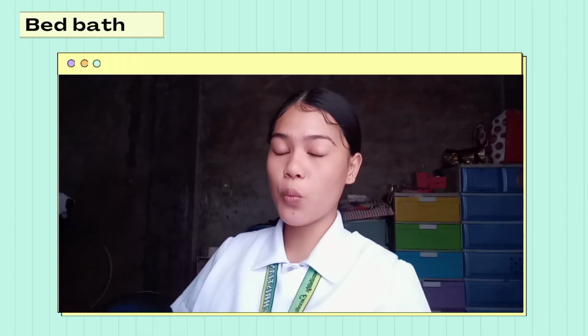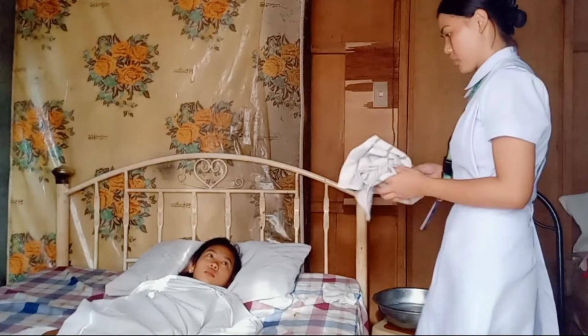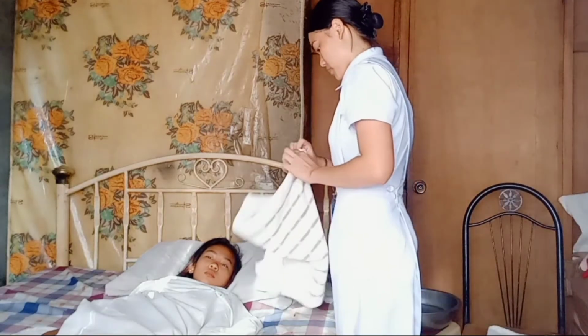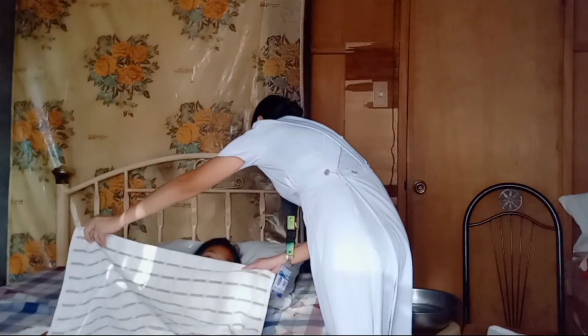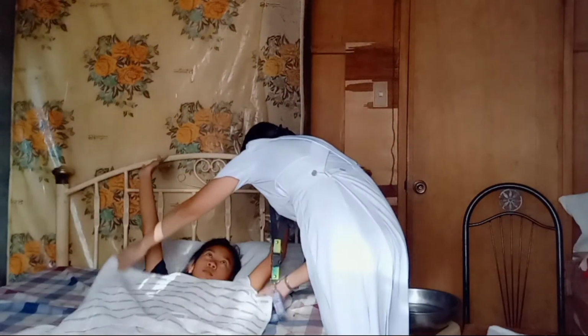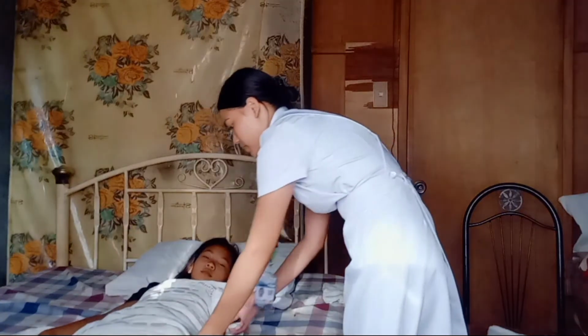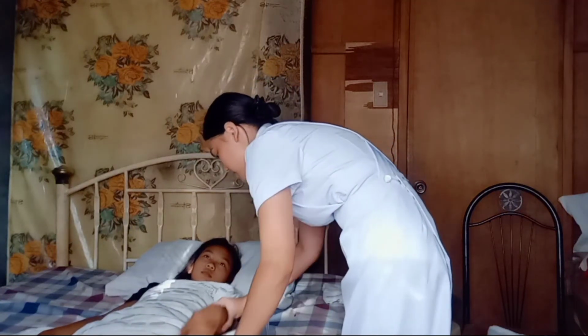After cleaning the lower limb, next we're going to clean the back of the patient. Always remember to put the bath towel under the trunk of our client and put the bath towel over the chest to provide privacy.